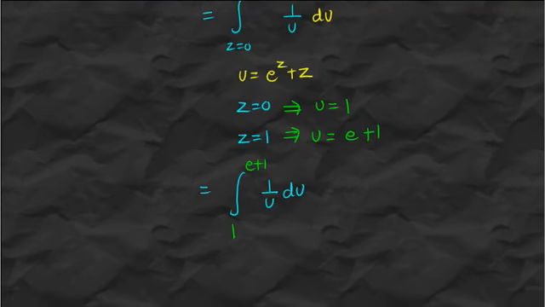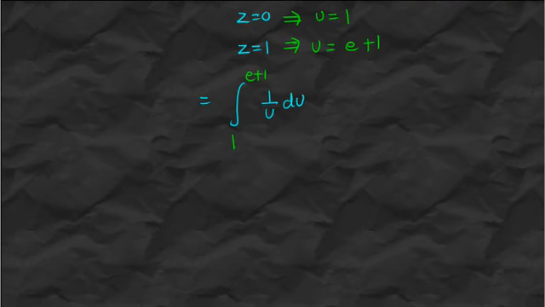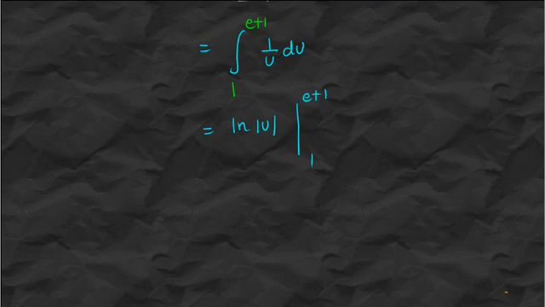Now what is the antiderivative of 1 over u? The antiderivative of 1 over u is natural log of the absolute value of u, and then we evaluate at e + 1 and at 1. So we have natural log of (e + 1) minus natural log of 1, but natural log of 1 is 0. So we just have natural log of (e + 1), and we are done.